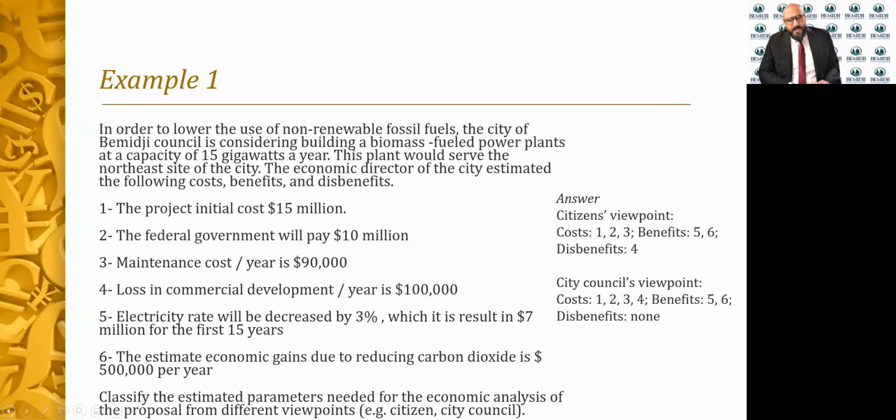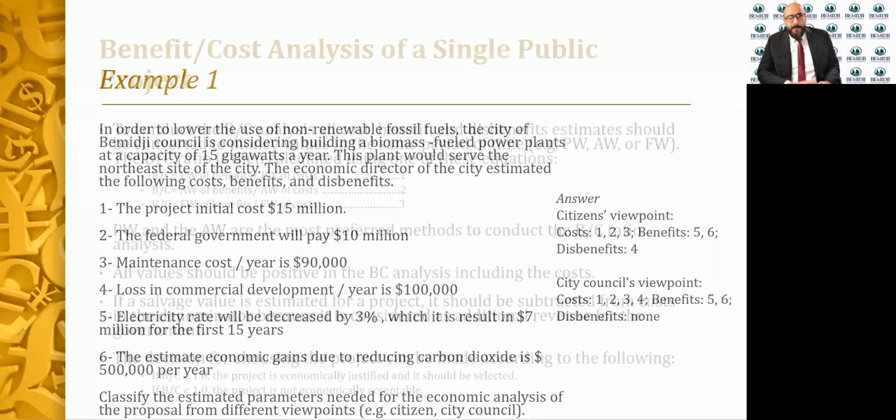Number four, losing commerce development. This is a disbenefit for the citizen. However, this is a cost for the city council. So this is where we have some differences in point of view. Now, moving to number five, electricity rates will decrease by 3%, which results in 7 million for the first 15 years. That's a benefit for both the city and the citizen, so we added it into the benefit category. Number six, the estimated economic gains due to reducing carbon dioxide is 500,000 per year, and this is also a benefit from both perspectives. So we have to be really careful in order to classify the different points of view, and this will impact your calculation.